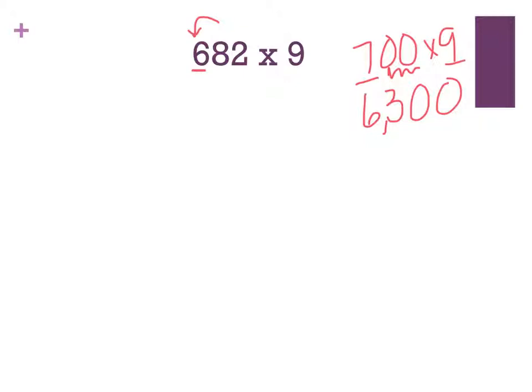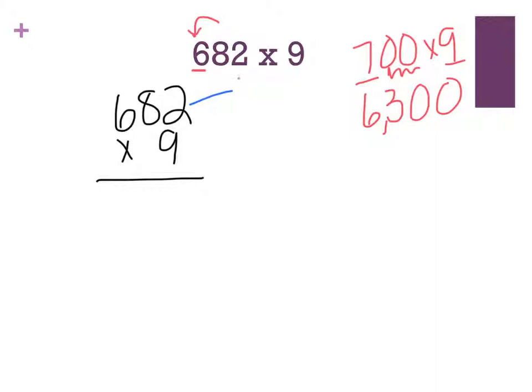Now on to the problem. I'm going to solve 682 times 9 using partial products. I'm going to remember that 682 is 6 hundreds, 8 tens or 80, and 2 ones. I start by multiplying 9 times 6 hundreds. 9 times 6, that's 54. And then with 2 zeros, it's 5,400.